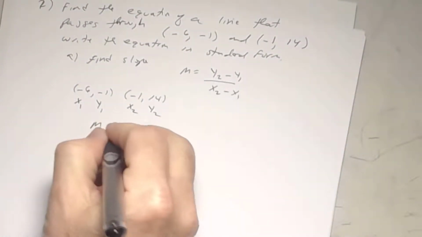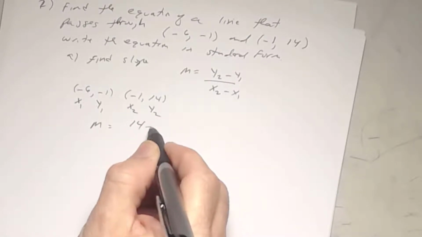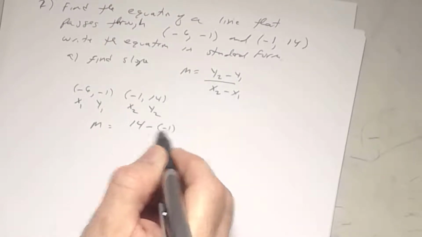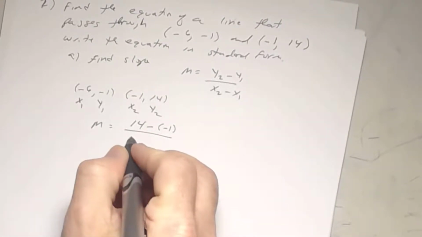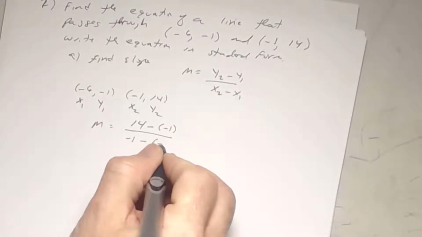So now the slope equals y2. What's y2? 14. Subtract a negative 1, divided by... Now since I started with y2, I have to start with x2. What's x2? Negative 1. Subtract a negative 6.